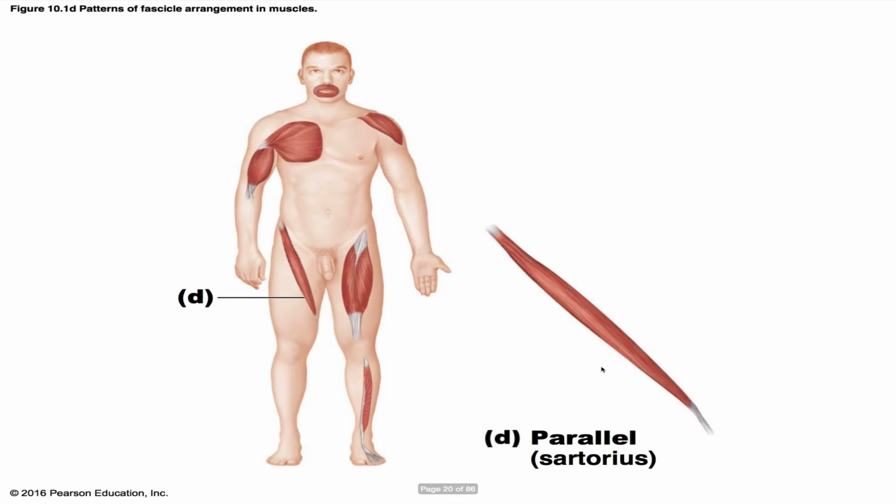So this would be the perfect example of parallel. If you look over here, there it goes, your sartorius muscle. Notice how they're just nice and parallel over here. So this is the parallel arrangement, and this is your fusiform arrangement.